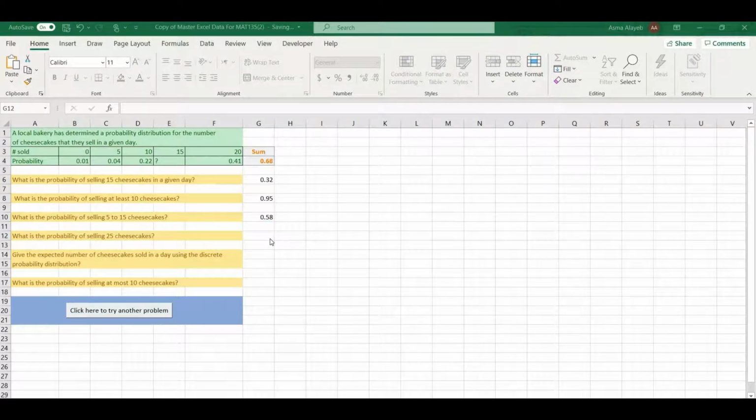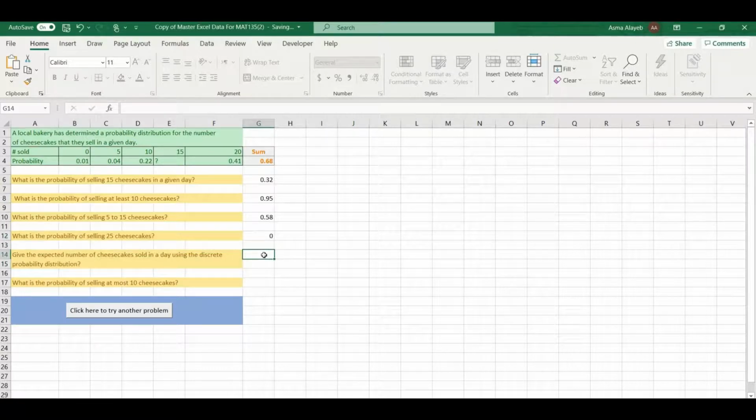The next question says, what is the probability of selling 25 cheesecakes? You notice that the number 25 is not in our table, and thus the probability of selling 25 cheesecakes is impossible. So the probability here is going to be 0.